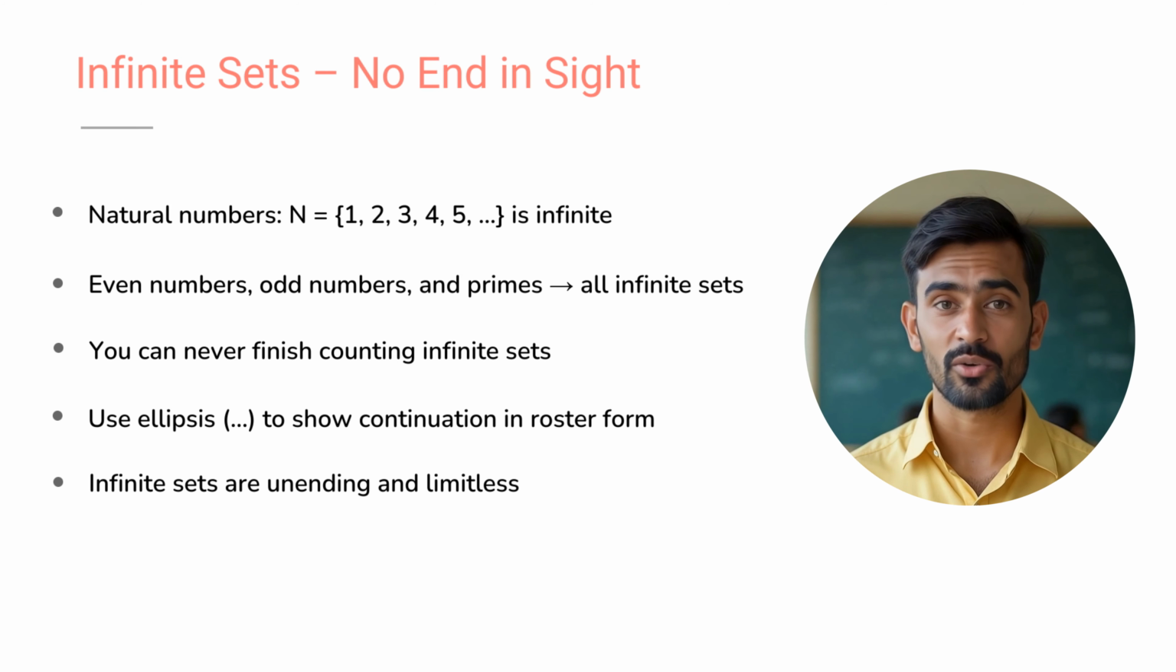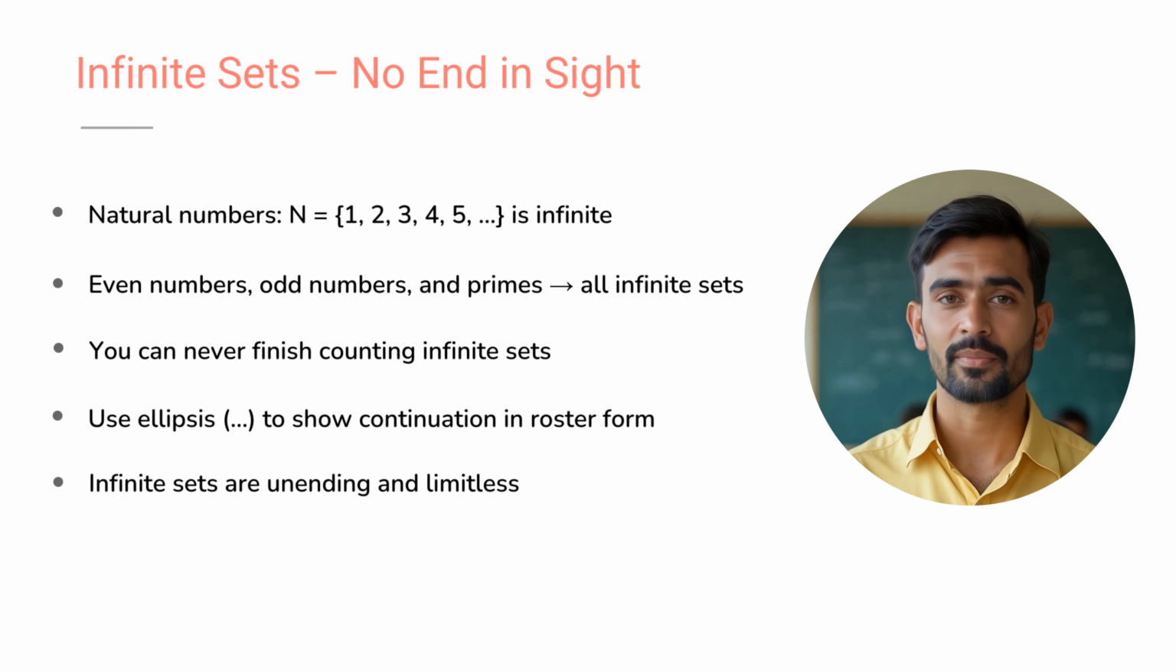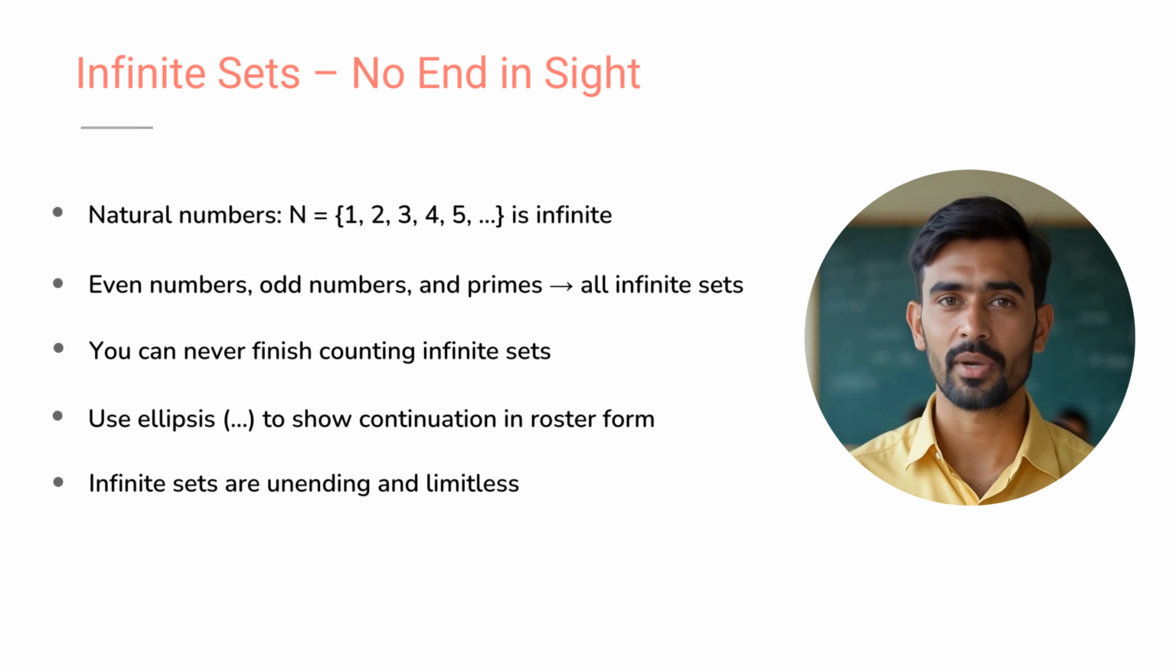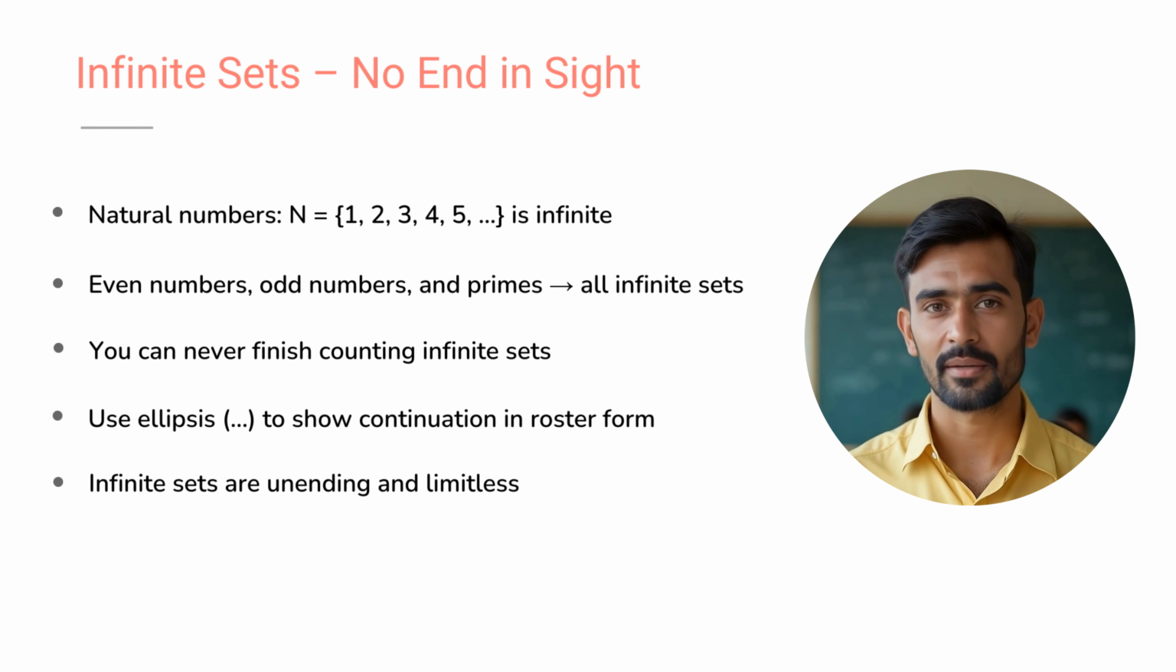Now let's talk about infinite sets. These are sets that have no end. Example, the set of natural numbers written as {1, 2, 3, 4, 5, ...}. We use 3 dots, called an ellipsis, to show that the list continues forever. Other examples of infinite sets include odd numbers, even numbers, prime numbers, real numbers. You can never list all of them because there's always another element.